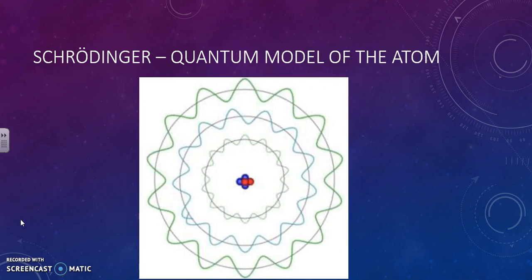So instead of thinking about the electron orbiting the nucleus like a planet around the sun, let's instead start to think about it moving like a wave around the center nucleus. And the guy who really gets a lot of credit for this is Erwin Schrödinger, and he really develops what we now know as the quantum model of the atom.